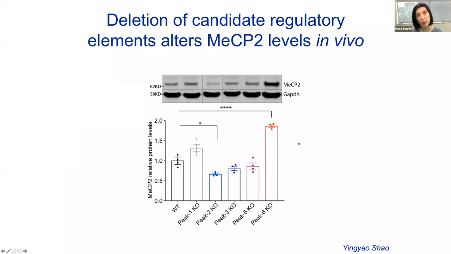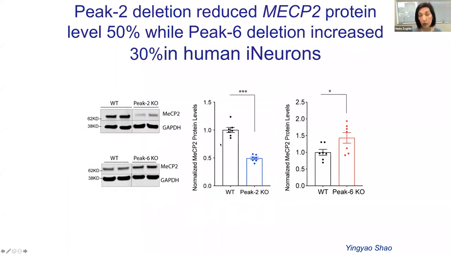And then we asked, well, does this hold true in patients or humans? For that, we used iPSC-derived neurons. And here again, this is healthy human neurons. If you delete peak 2, you'll see there is a 50% reduction of the MECP2 protein. And if you delete peak 6, there is almost a 50% increase in the MECP2 protein.